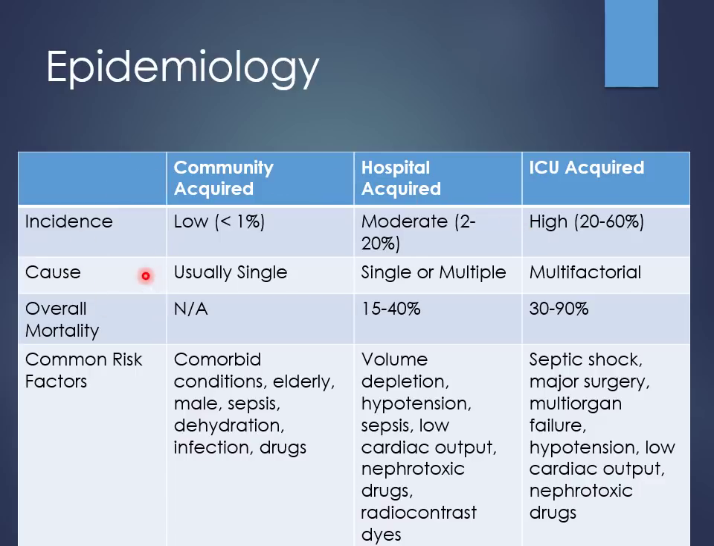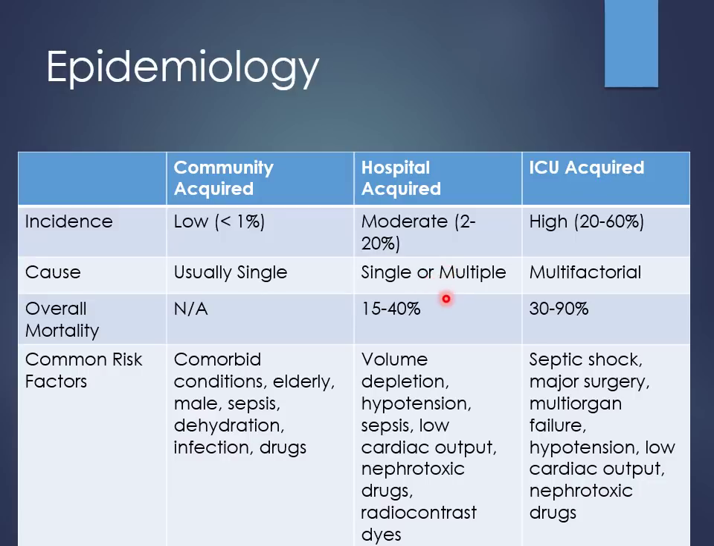Usually when you're looking at the actual causes, if you have a community-acquired acute kidney injury, it's pretty likely to be due to one thing you can point your finger to. However, in a lot of cases, like for more medically complex patients in the hospital, it tends to be multifactorial, right? So it could be related to the fact that they're on vasopressors like norepinephrine, plus they're on nephrotoxic antibiotics, plus they're on X, Y, and Z other things that can also affect their renal function. So usually it's multifactorial in the hospital.